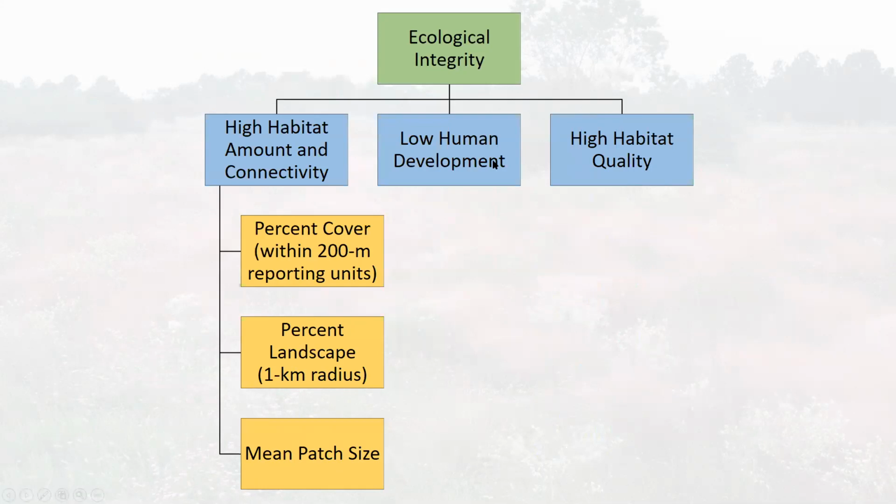All the indicators of human development are calculated within that 1 kilometer radius. And human development includes things like road density, energy infrastructure density, and percent cover of developed or agricultural land. For rivers, instead of using that 1 kilometer radius, we use adjacent HUC-12 subwatersheds to calculate any of these indicators that are calculated at a 1 kilometer radius for terrestrial habitat.